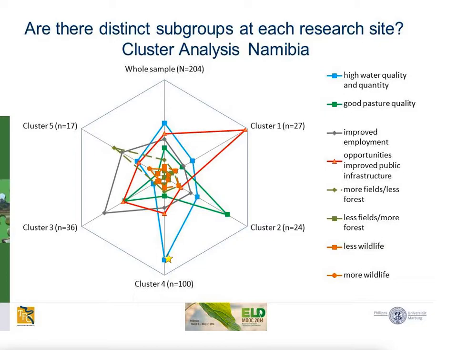This is something which is hidden if you only look at the means. And you can see, for instance, here that there is a smaller group which has a high preference for better developed public infrastructure. Then there is a smaller group which is more concerned about pasture quality. Then two smaller groups who are looking in particular at improved employment opportunities. And this one group, this cluster five, is also concerned about more land being transformed into fields.